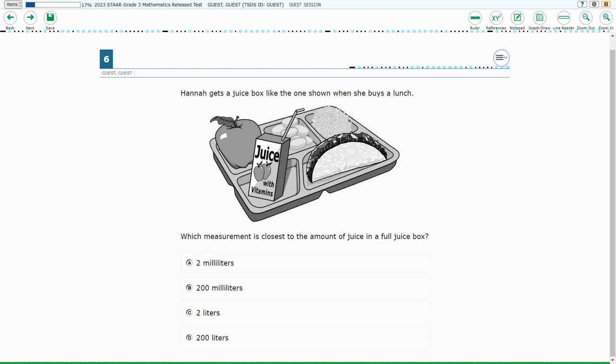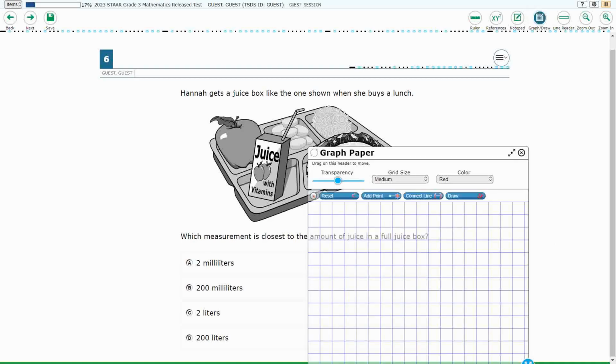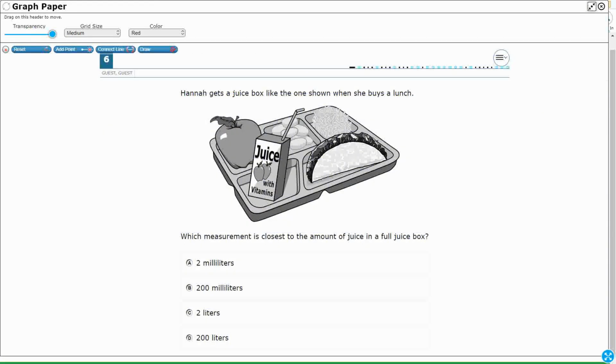Hannah gets a juice box like the one that she sees, so obviously we immediately have to be able to just pick out the juice box out of her entire tray of food. And then we need to find the measurement that is closest to the amount of a full juice box. So we have to understand, all right, let's fill that up. And then we get milliliters and liters.